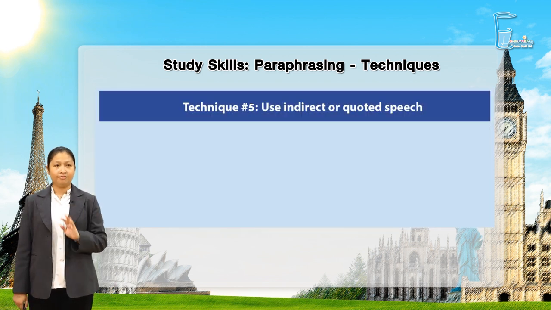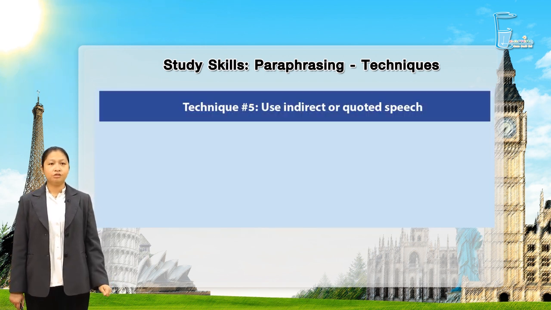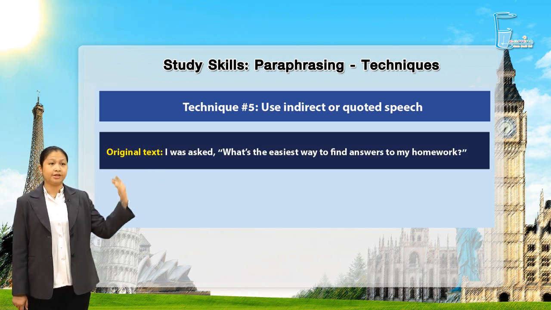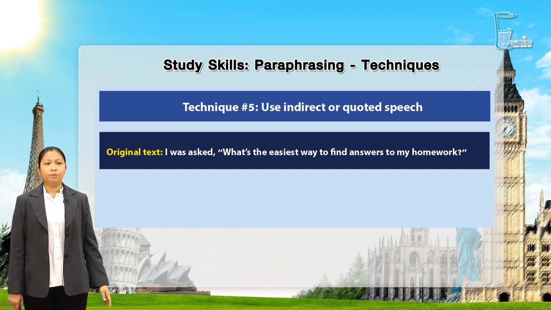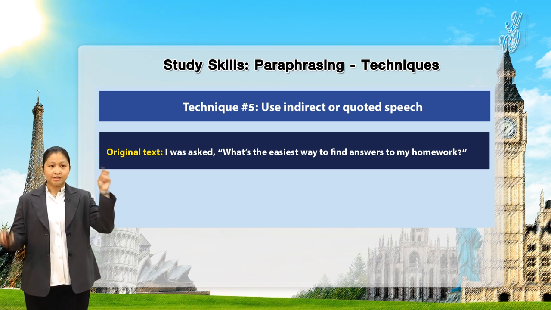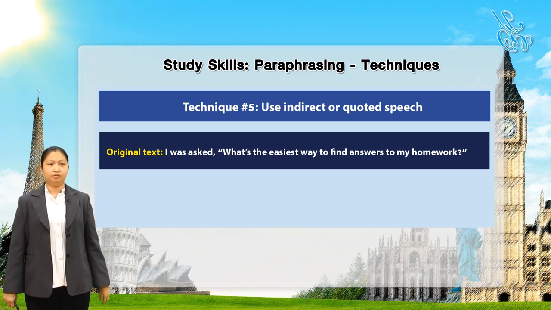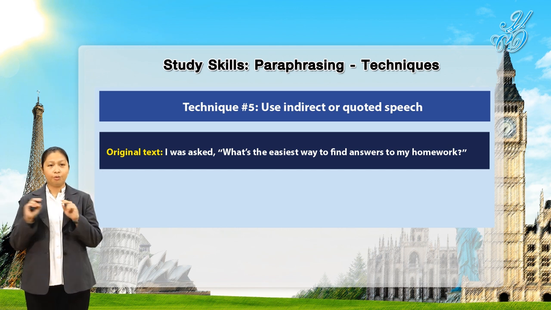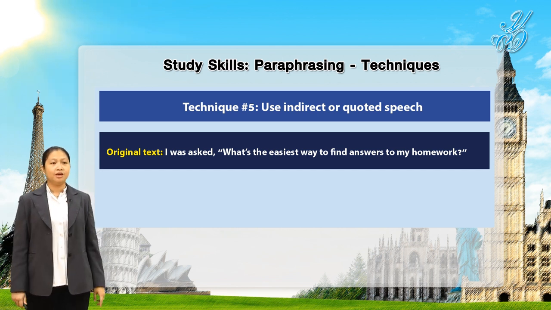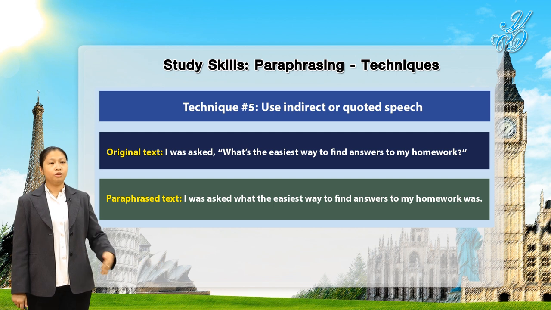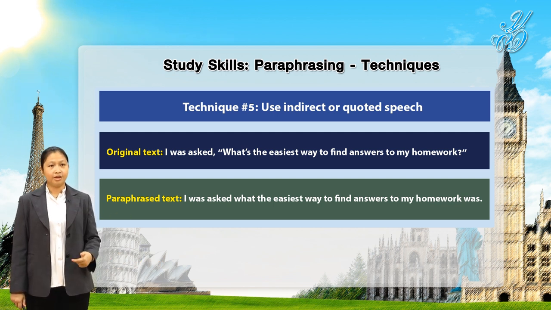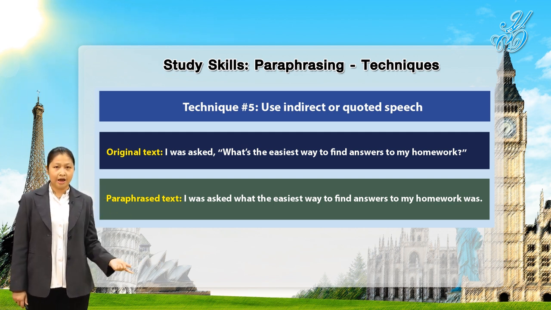Technique number 5, the last technique, use indirect or quoted speech. This is the original text: "I was asked, what's the easiest way to find answers to my homework?" In the original text, there is a quotation. The quotation is the question that is being asked. In the paraphrased text, you are reporting what is being asked.